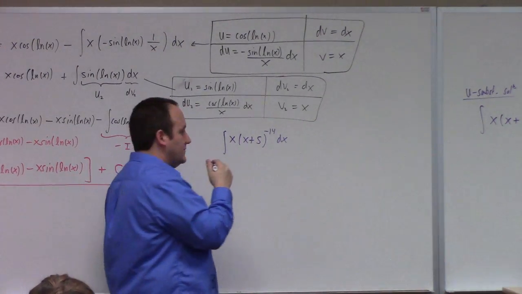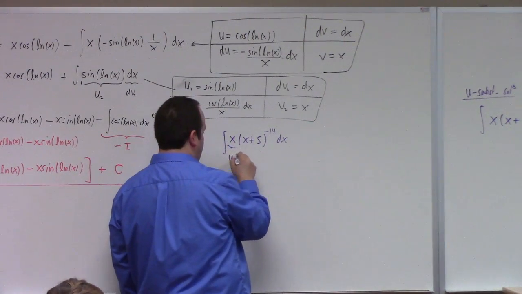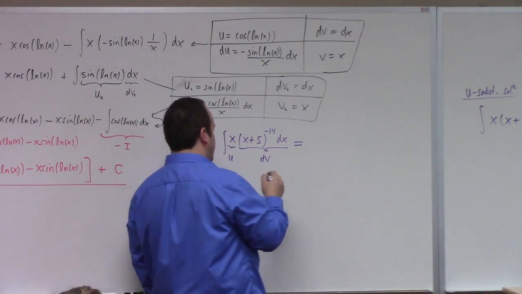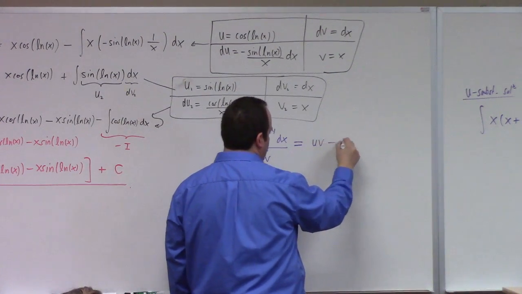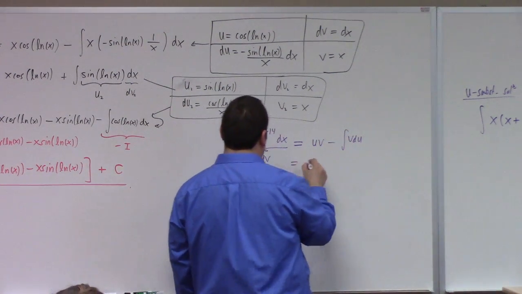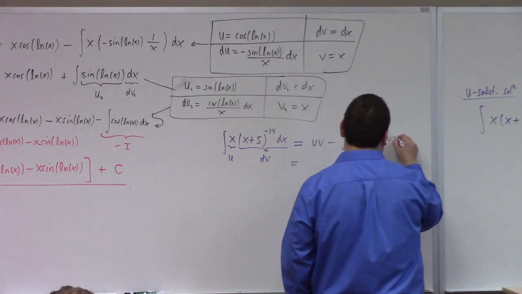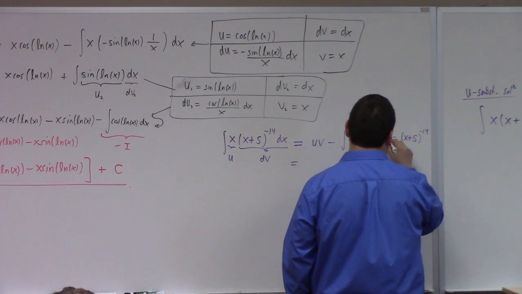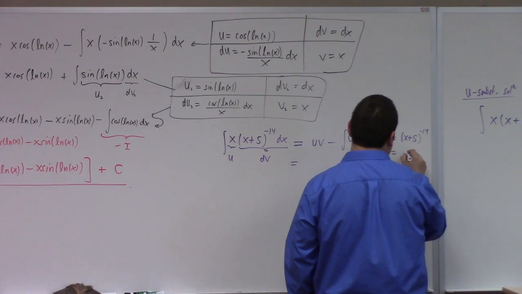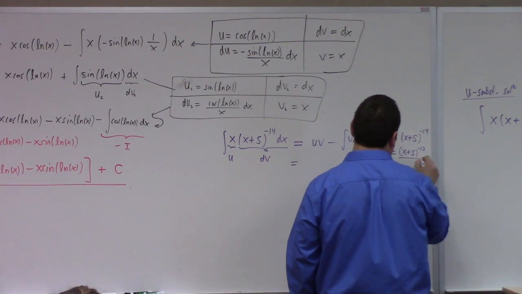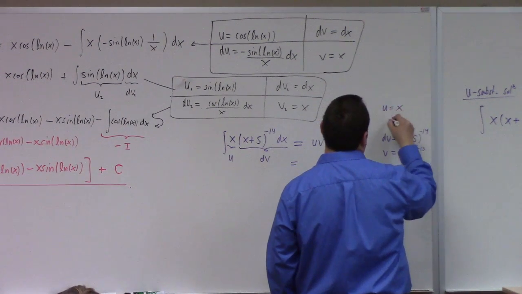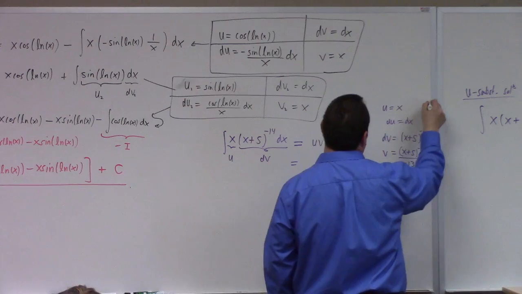x was u, everything else was dv. Okay, so this is u, this is dv. I'll start into it, I won't finish it. This is uv minus the integral of v du. Let's see here, if dv is x plus 5 to the minus 14, what's v equal to? So x plus 5 to the minus 13 over minus 13, right? And u is equal to, what did you say? Oh, u is equal to x. du is easier to find, it's just dx.